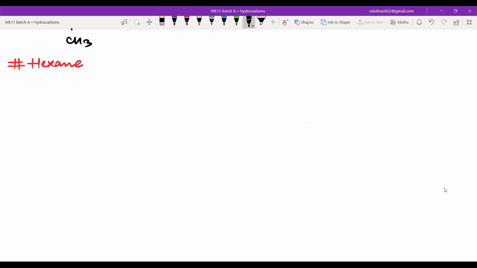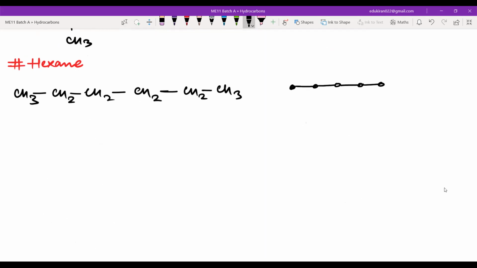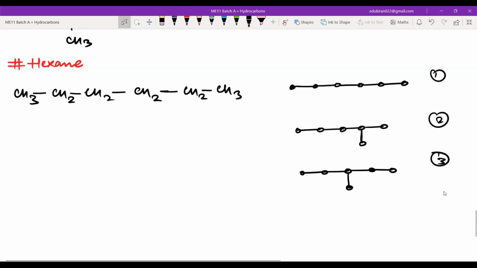Hexane. So I will start with CH3, CH2, CH2, CH2, CH2, and one more CH3. That is 6 carbon atoms. First of all, I will shorten this to 5 carbon atoms, and then I will write one CH3 here. Then I can also shift this, and if I write one carbon atom here, both of these structures are different. So 2 and 3 are different.